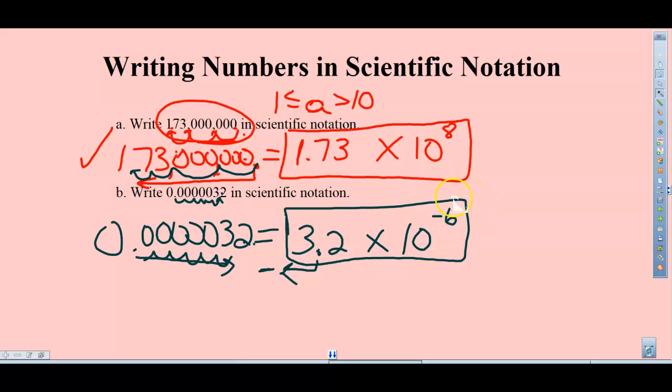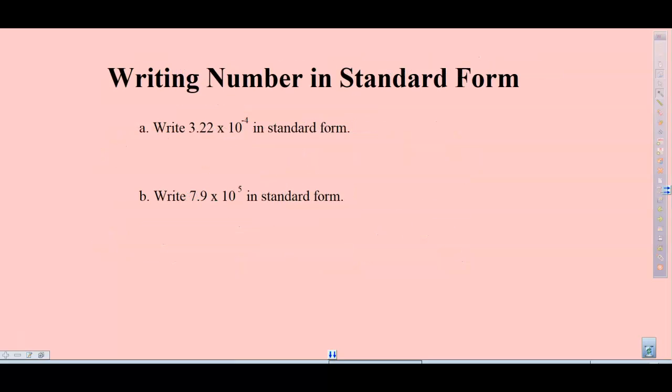Long story short here, if we have a negative exponent in scientific notation, we're looking at a smaller number than what you see. If we have a positive exponent in its scientific notation form, we're looking at a bigger value than what is written in our first factor. So that's how we convert into scientific notation.